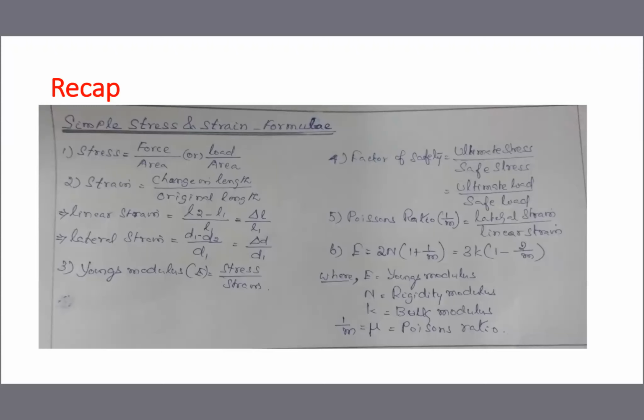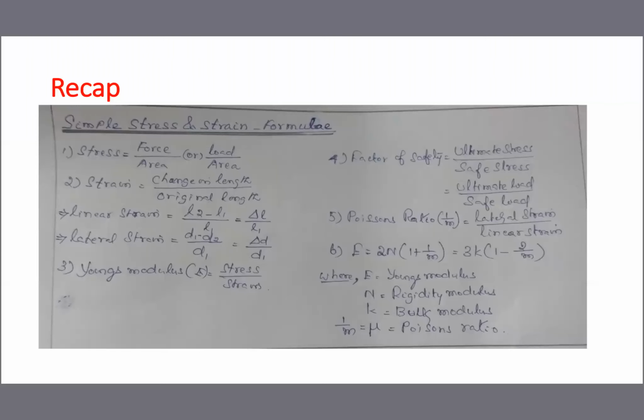Then second, we studied the strain definition. The ratio between change in length and original length is called strain. The meaning is, if force is applied, the length or dimension will get changed. So the change in dimension divided by original dimension is called strain. It has no unit.